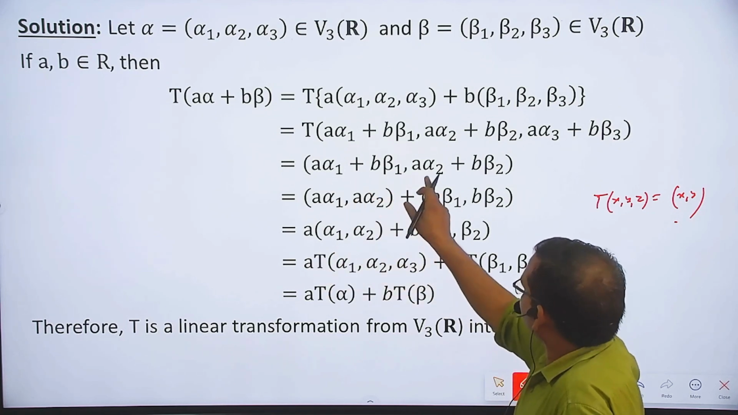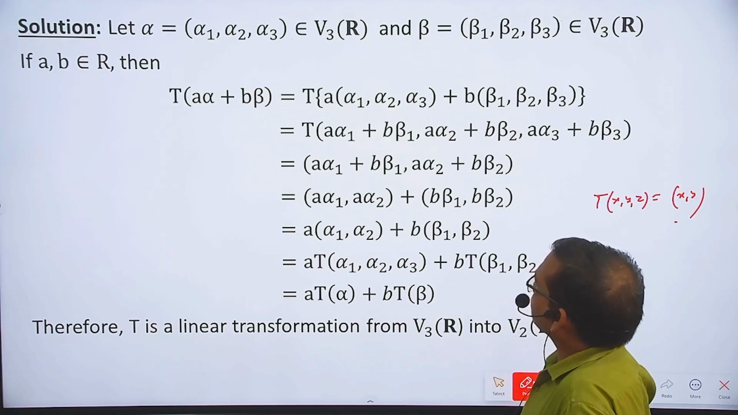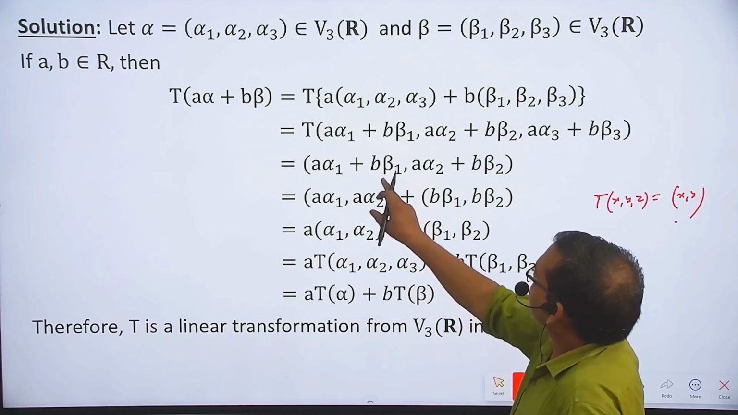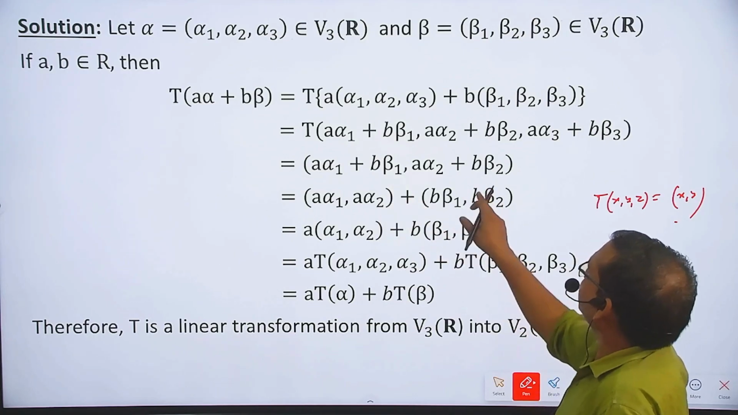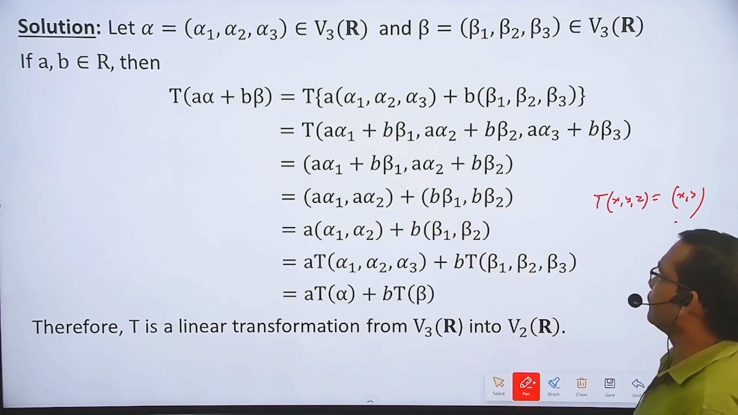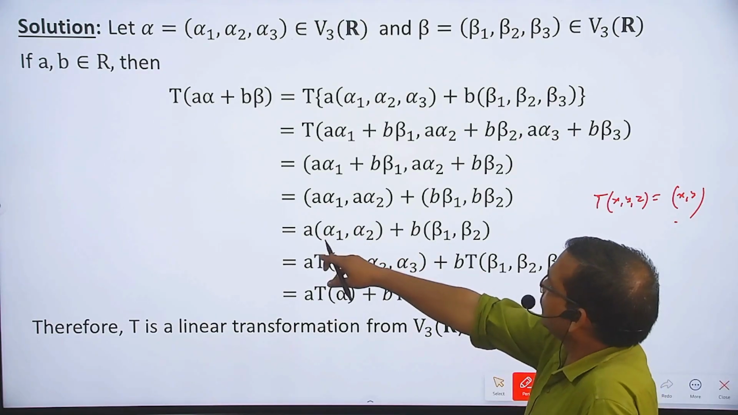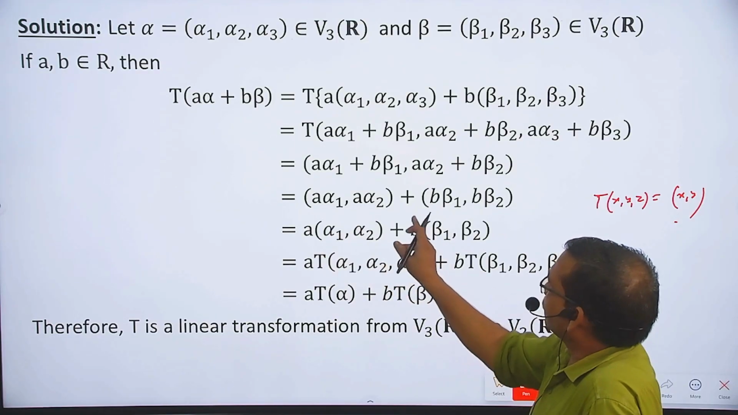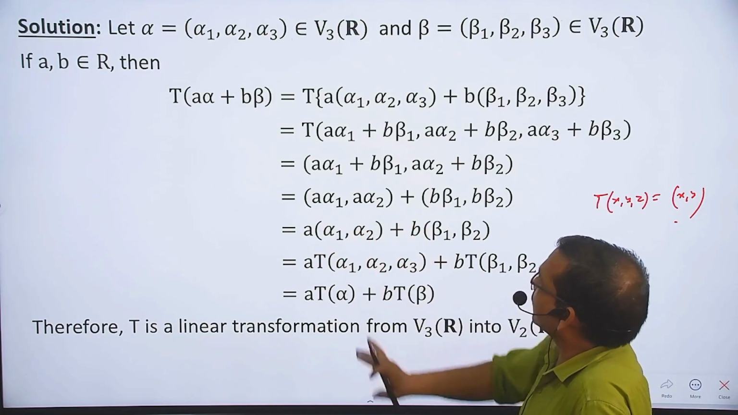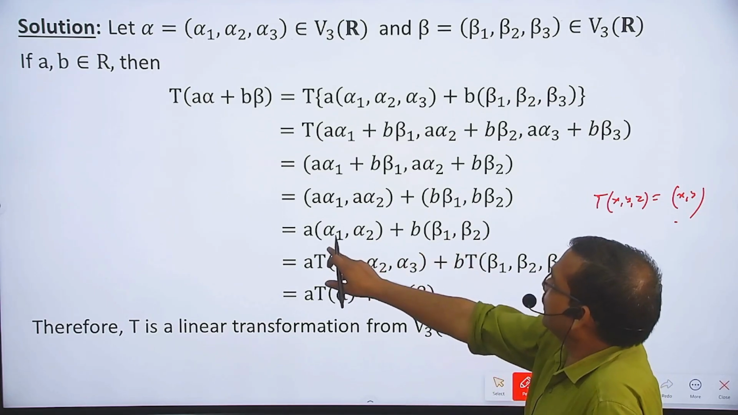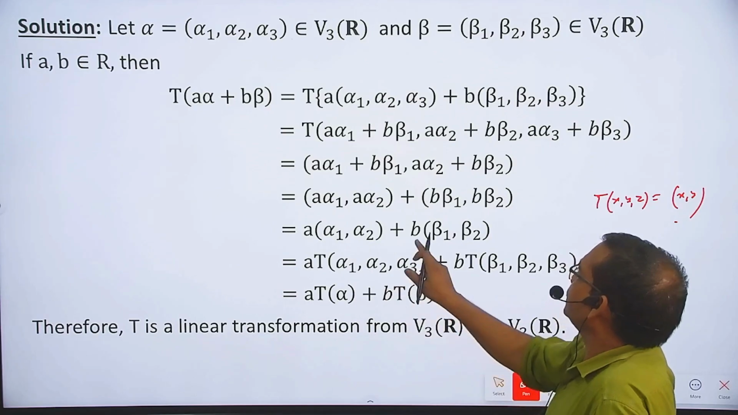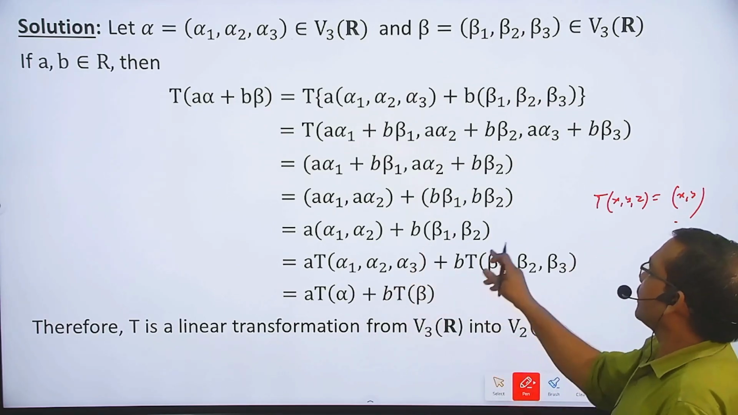Taking this result, we will pair in the bracket aα1 from here and aα2 from the second component, plus bβ1 from the first component, comma bβ2 from the second component. Taking the common a and b, first a from the first bracket and b from the second bracket, we will get a(α1, α2) + b(β1, β2).